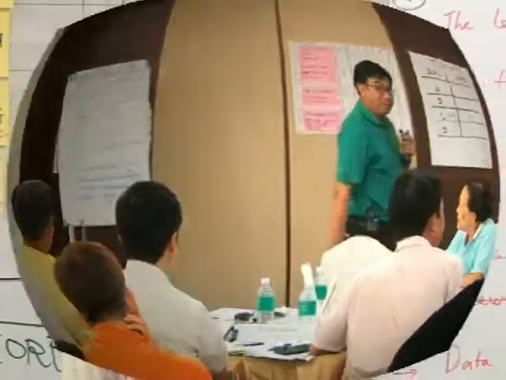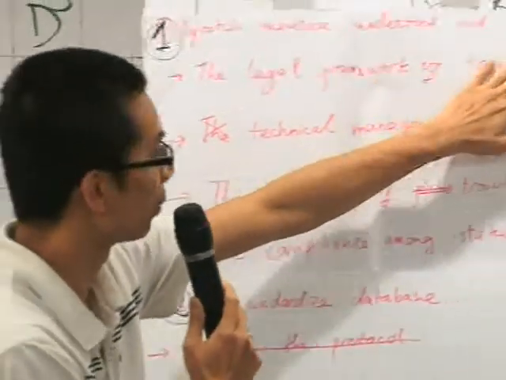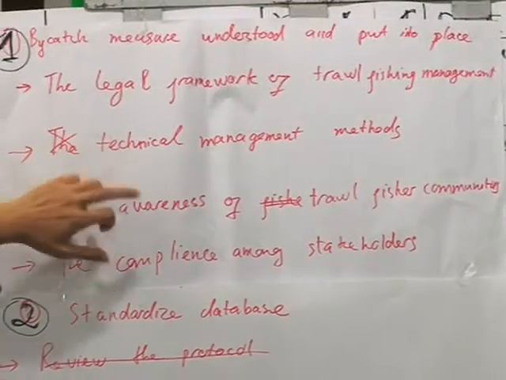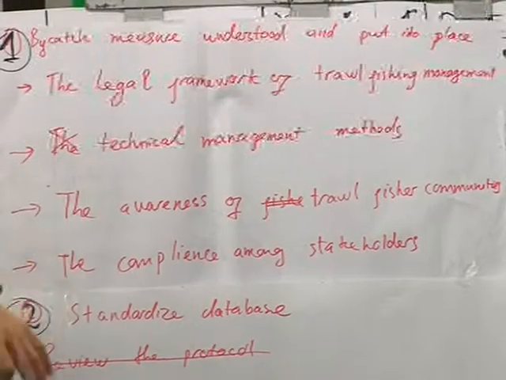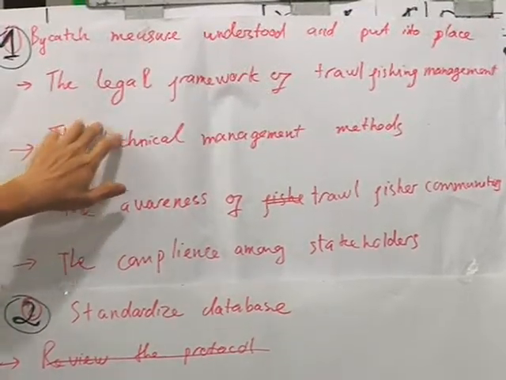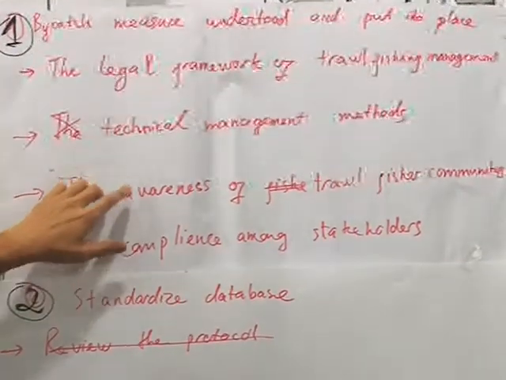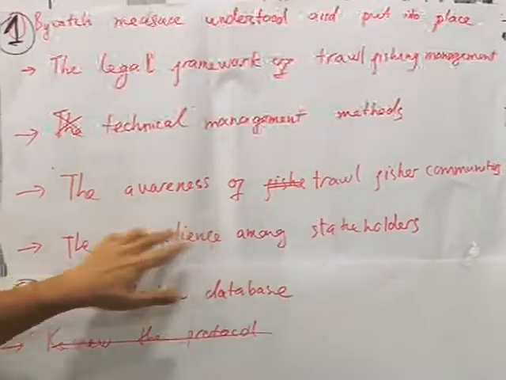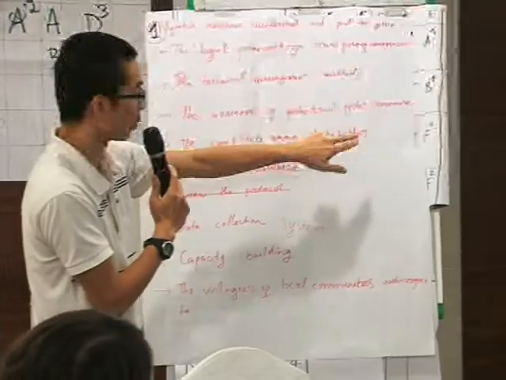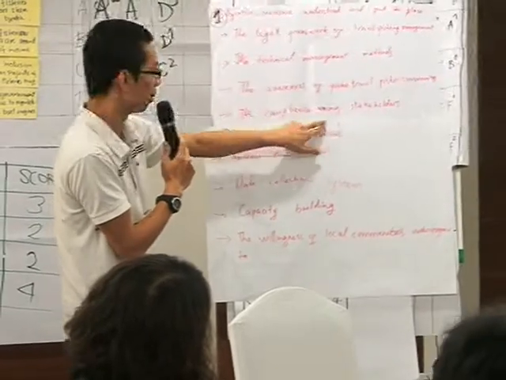Okay, now we come to Vietnam. The first point is bycatch measure understood and put into place. So I would love to give it a crack to break down a bit. The first is the legal framework of trawl fishing management. The second, technical management methods. The third is the awareness of trawl fishing communities. And the last point, the compliance among stakeholders.